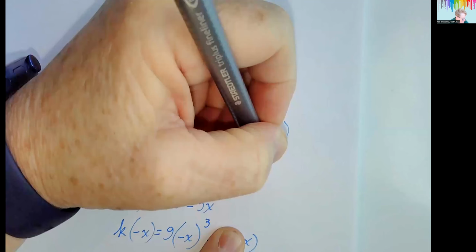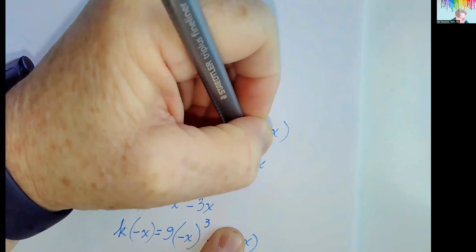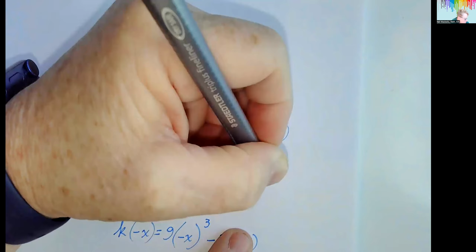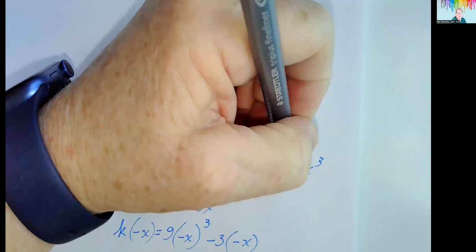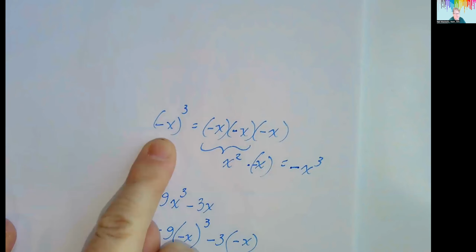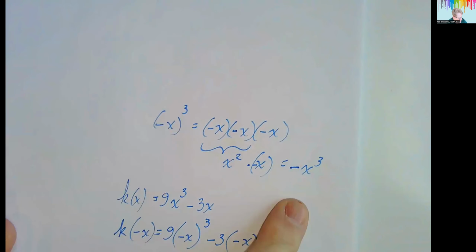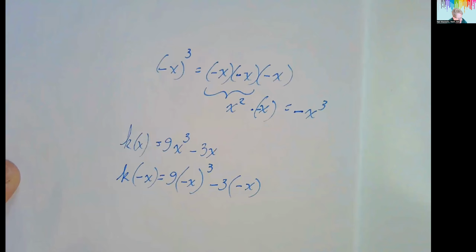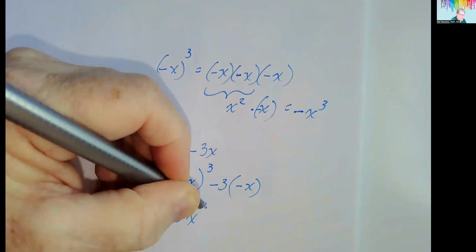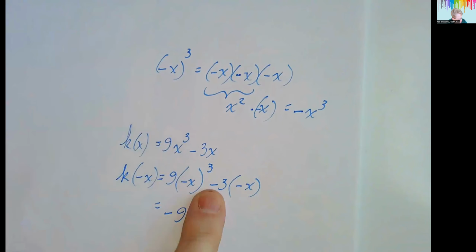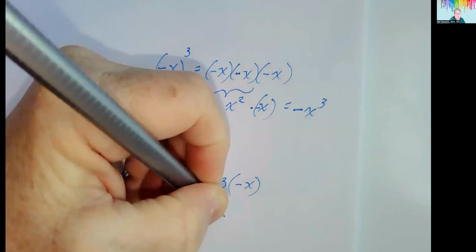Times negative x. So we'll get x cubed. Positive times a negative is negative. So negative x, all quantity cubed, is going to be negative x cubed. So this will be negative 9 times x cubed. And then the next term, we've got a negative times a negative. That's positive 3x. That's all they wanted.